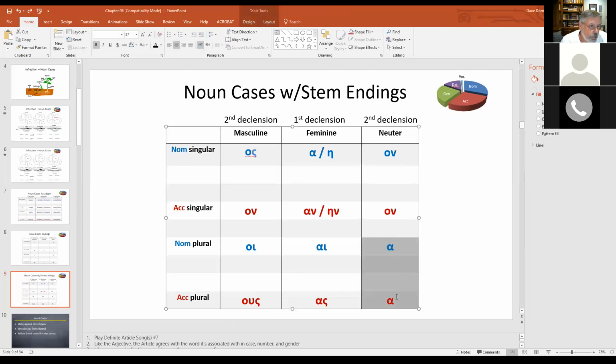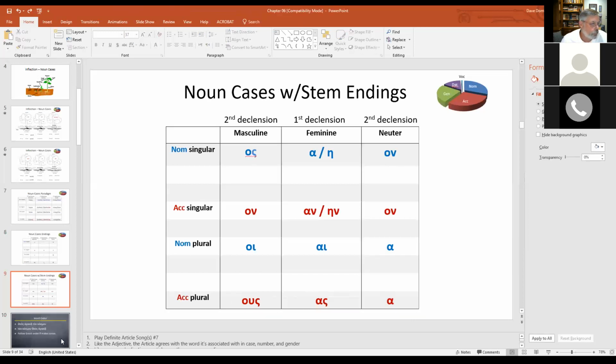Not only is it the same ending, but almost all neuter words in the nominative plural and accusative plural end in alpha. And there's a reason for that. We won't go into it tonight. It has to do with what's called contraction, and we'll get to that actually much later. Okay. So there are 8 noun rules that are designed to help you recognize the pattern. That's all we're trying to get you to see is that pattern.